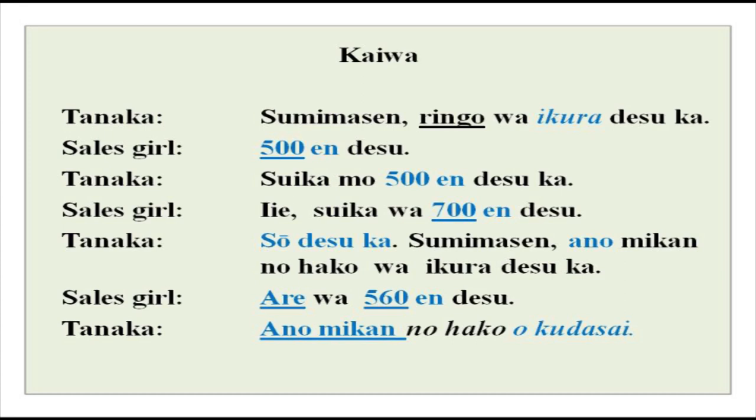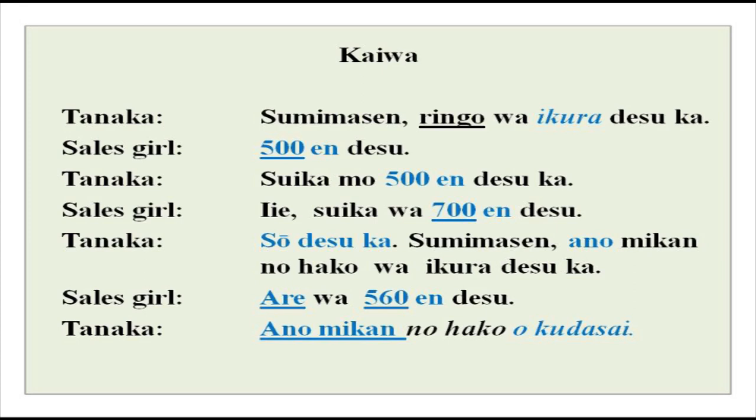So now, I will explain it to you. Sumimasen, you have already done. Ringo is an apple. Wa ikura desu ka? Ikura is the new word over here. Ikura means how much? What is the price of Ringo? So now you will see that the pattern does not change over here. Ringo wa, the subject, Ringo wa ikura desu ka? Just place ikura over here after wa and use desu and ka, and it means how much is it.